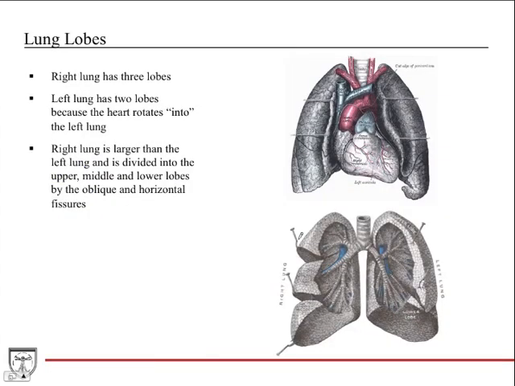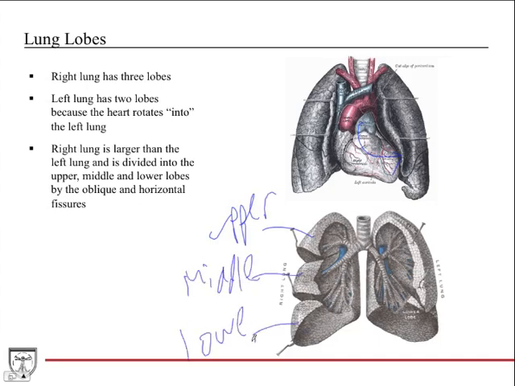All right, so the lungs are each divided into lobes. The right lung has 3 lobes here. The left lung has 2, and the reason for that is that the structure of the heart, the heart is essentially rotated into the left lung, and that makes it smaller and divided only into 2 lobes. The right lung is divided into the upper, the middle, and the lower lobes. And it's separated by these fissures, which you can better see in this diagram.